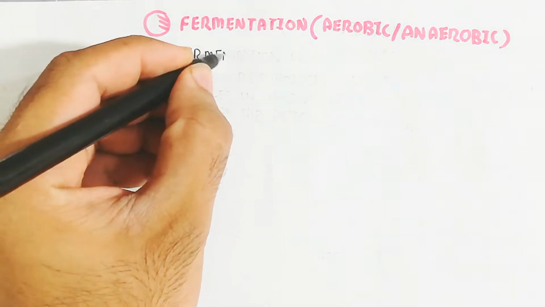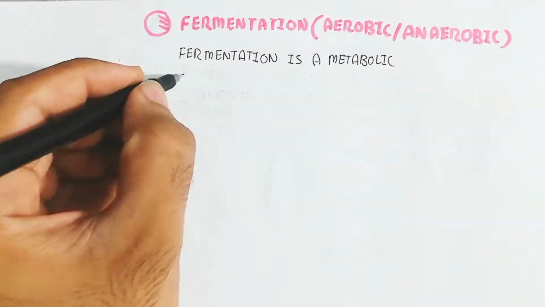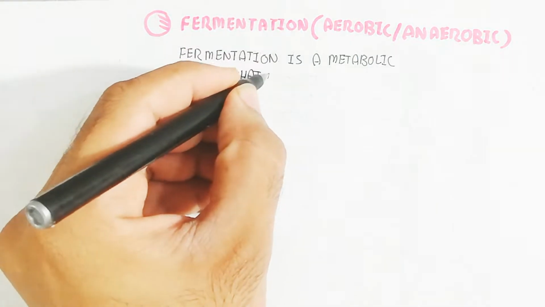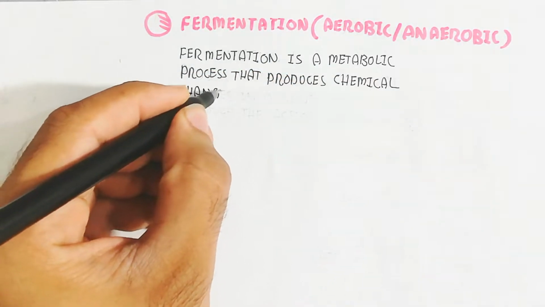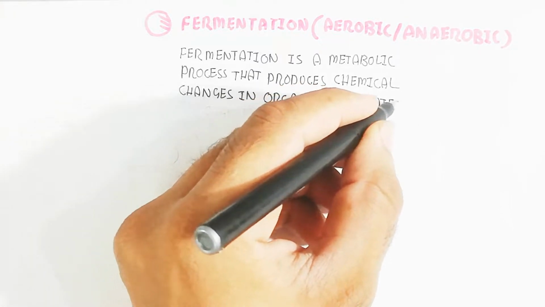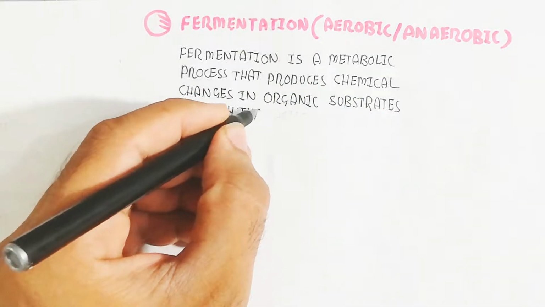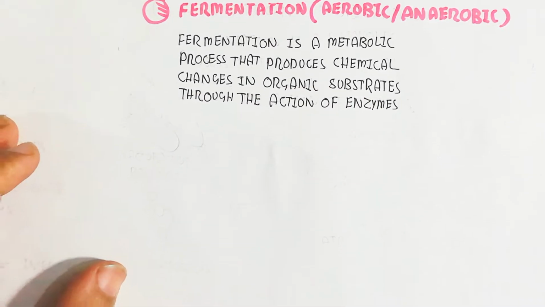Fermentation is a metabolic process that produces chemical changes in organic substrates through the action of enzymes. For example, glucose will be converted into alcohol due to the enzymatic activity in Saccharomyces or Lactobacillus. So anyhow, let's begin to understand what fermentation is.